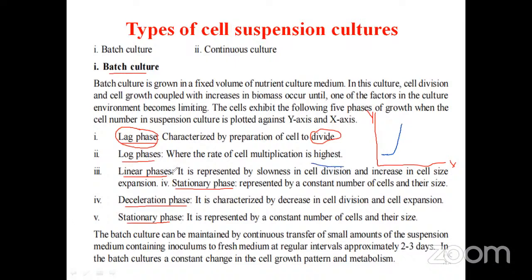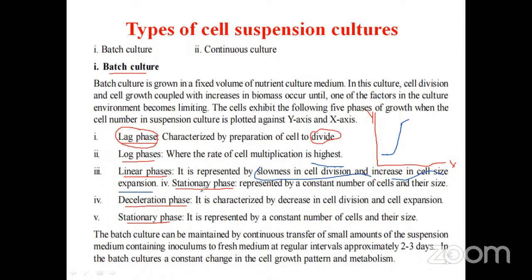In the next, the linear phase, it is represented by slowness in cell division and increase in cell size expansion. In the log phase, cell division and cell volume size are both increasing. But in the linear phase, it is somewhat down, a slower rate. The linear phase is represented by a slower rate of cell division and increase in cell size expansion.